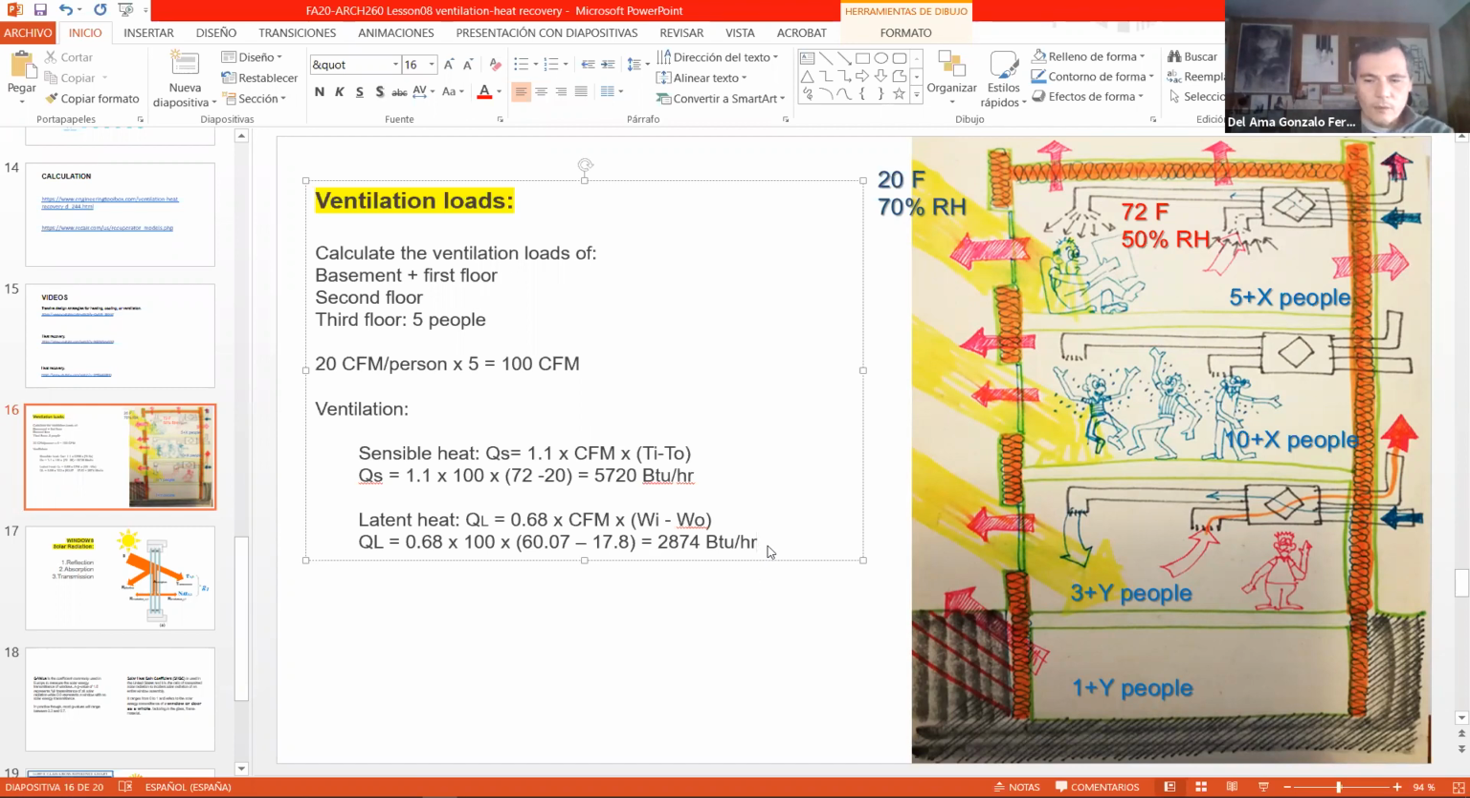Okay, so what is the total ventilation load? It's 5,000 plus this, equals whatever. Okay, so this is the total ventilation load.